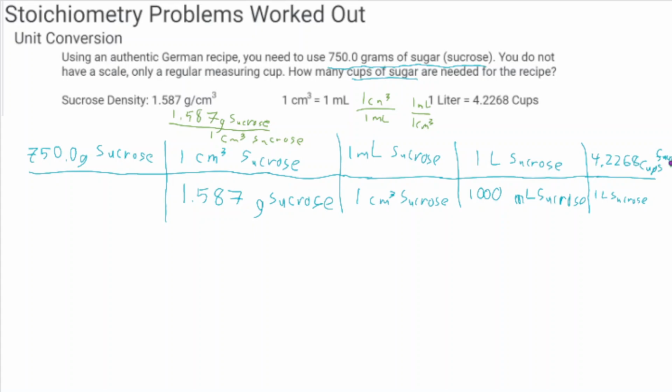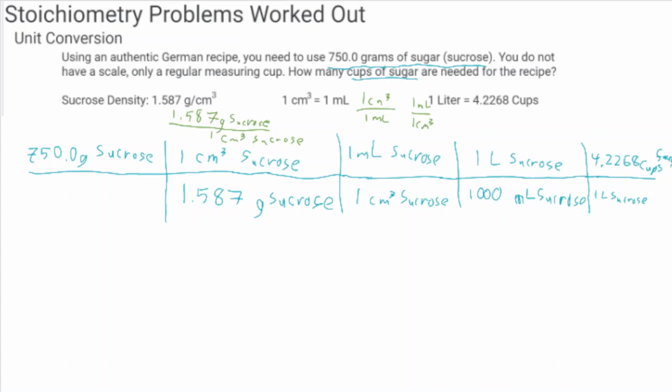All right, so now we want to go back and double check to make sure all of our units have canceled. So we have grams of sucrose canceling out with grams of sucrose, cubic centimeters of sucrose canceling out with cubic centimeters of sucrose, milliliters of sucrose canceling out with milliliters of sucrose, liters of sucrose canceling out with liters of sucrose, and that leaves us with our desired unit of cups of sucrose. So you can only cancel out units if you have one on top and the other one on bottom.